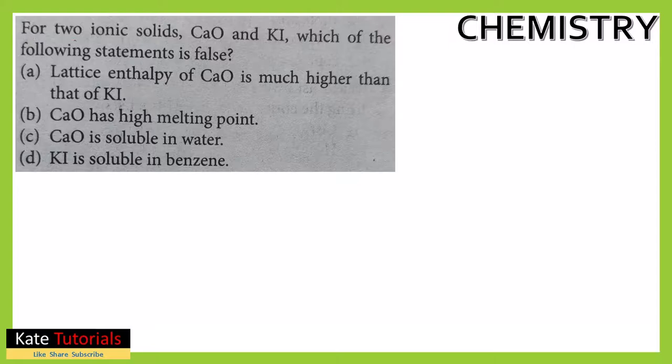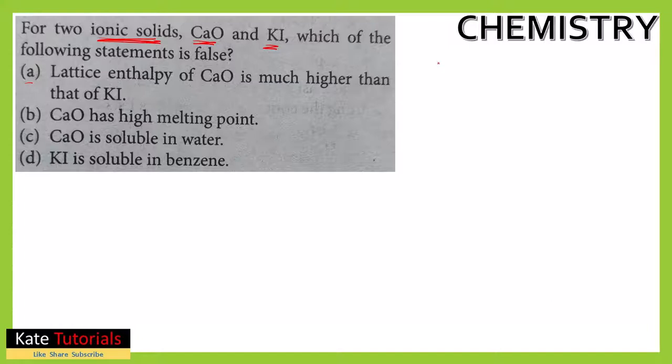The question goes like this. For two ionic solids, they have mentioned that these both are ionic solids. One is calcium oxide, the other one is potassium iodide. Which of the following statements is false? First thing, lattice enthalpy. Let us talk about something like this.